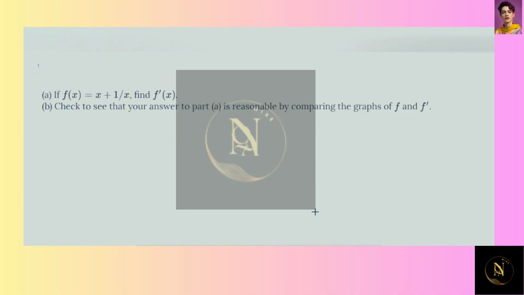This is problem number 34 of the Stewart Calculus 8th edition, section 2.8. Part A. If f of x equals x plus 1 over x, find f prime of x. So let's use the definition 1 for the derivative.